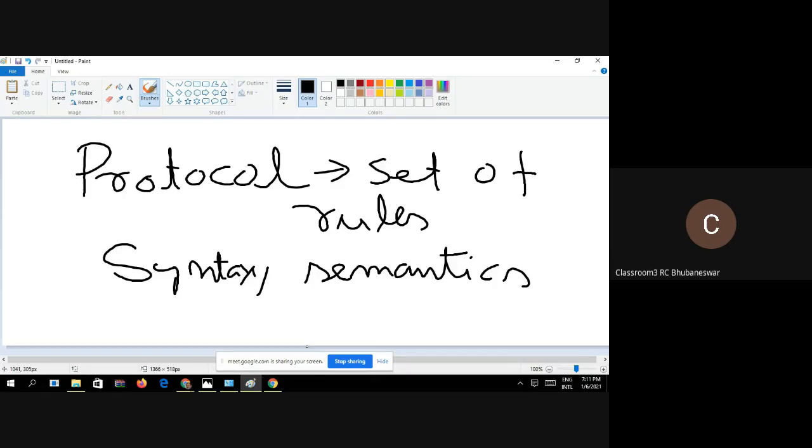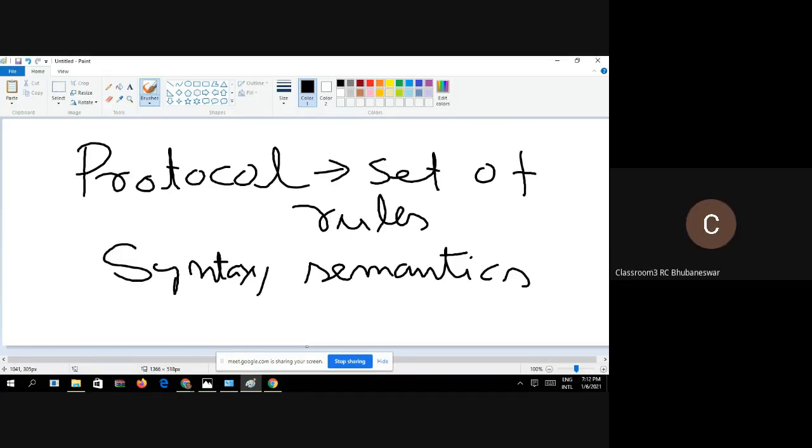देखो, some protocols का नाम बोल सकते हो? एक दो प्रोटोकॉल तो सबको ही पता है. एक दो प्रोटोकॉल का नाम. IP protocol. Which protocol? IP. Internet. IP protocol.